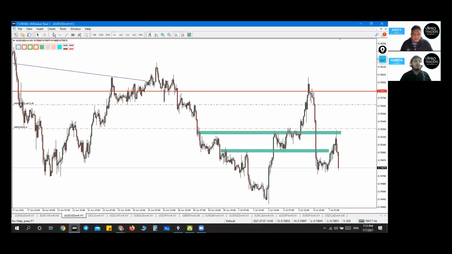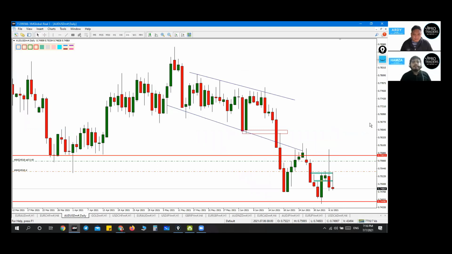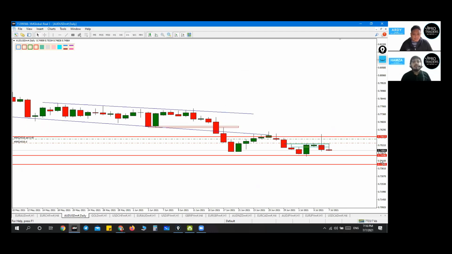So my first target is this area, the 0.74496 area. Once we break that area, I will see how the price reacts, and my next target will be the 0.7387 area. Let's see how this trade went out.